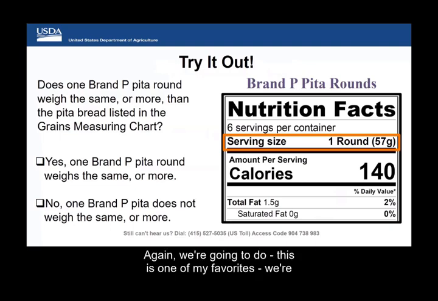So again, we're going to do this as one of my favorites. We're going to do it as a polling question. Our question asks, does 1 brand P pita round weigh the same or more than the pita bread listed in the grains measuring chart? Take a look at your worksheet now. Does 1 brand P pita round weigh the same or more than the pita bread listed in the grains measuring chart? So once you have your answer, please go ahead and select the circle next to your answer choice in the poll, or again, you can type the answer in your chat box.